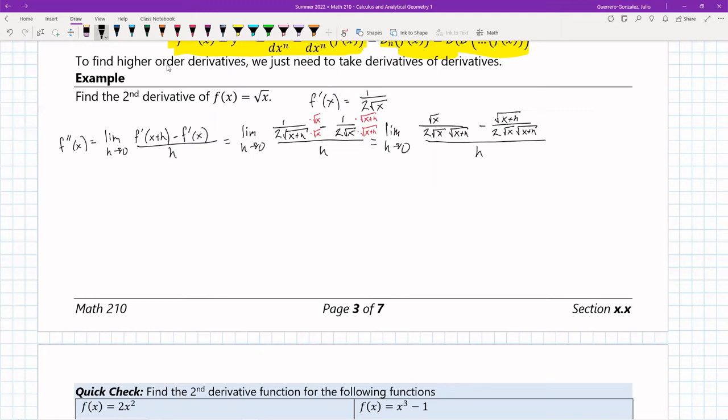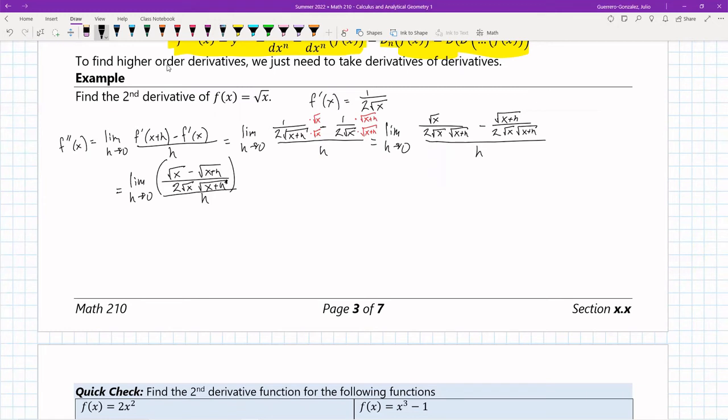Now, this didn't solve anything yet, because we can't plug in 0 yet. We still have that divide by 0. I'm going to clean it up a little more. The limit as h approaches 0 of the square root of x minus the square root of x plus h, all over 2 square root x square root x plus h, all on top, divided by h. This still didn't solve anything, but hopefully you see what's going to come up next.